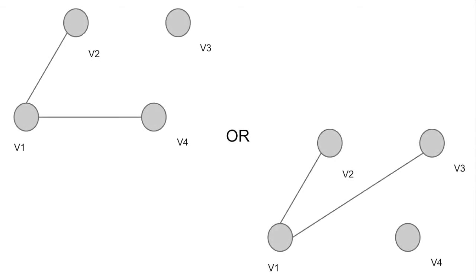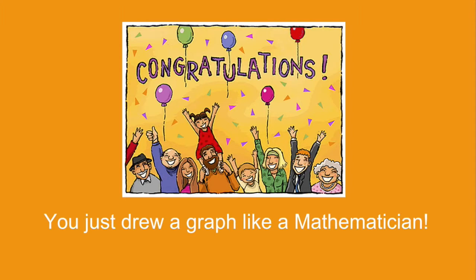Since they will only build one more new bridge, it can either go to Virginia 3 or Virginia 4, which are labeled as V3 and V4 here. Congratulations, you just drew a graph like a mathematician.